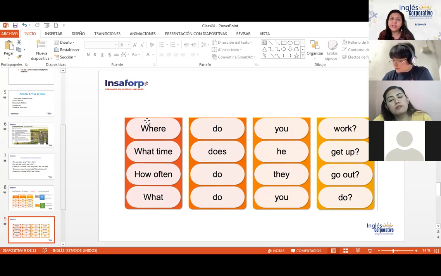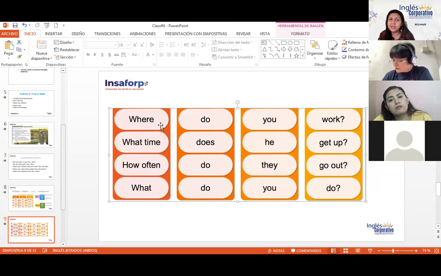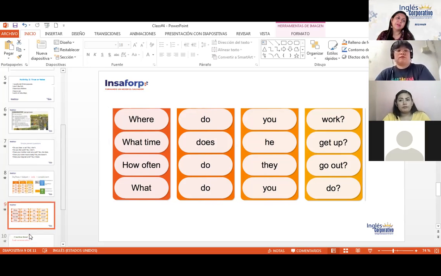Entonces, solo ponemos la WH question at the beginning, y luego es la misma estructura, auxiliar, subject, and the verb. Question word, auxiliary verb, do or does, depending on the subject, and then the verb in the base form. Okay, I'm gonna send you this presentation so you can take notes and you can have this, right?